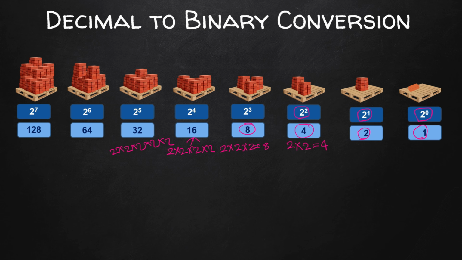Now if we go to the next one, 2 to the power of 6. Multiply the number 2 six times, then we get 64. Then 2 to the power of 7, multiply the number 2 seven times, then we get 128.